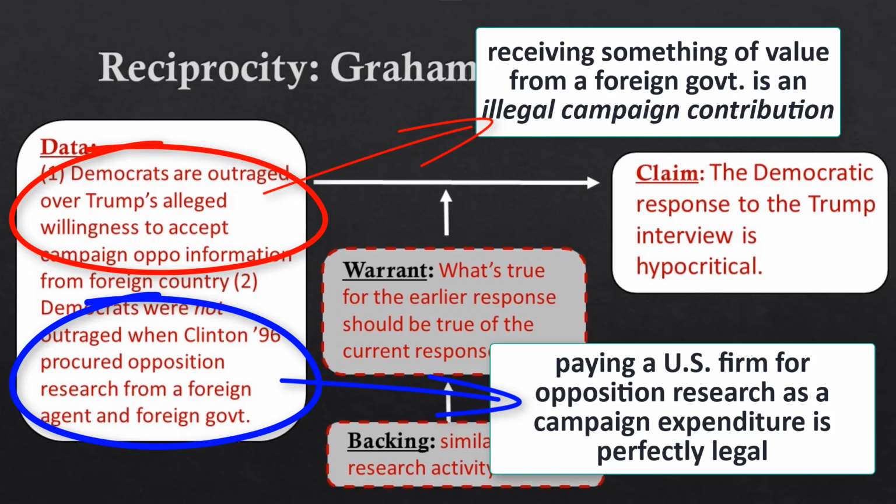Now, you can argue that there may be a form of ethical reciprocity in that they should have been treated the same if the outrage is about getting information about your opponents from a foreign source. However, that's not what the outrage is about in this case. In President Trump's situation, the outrage is about being willing to accept something of value from a foreign government in order to influence the results of an election, which is a violation of the law.